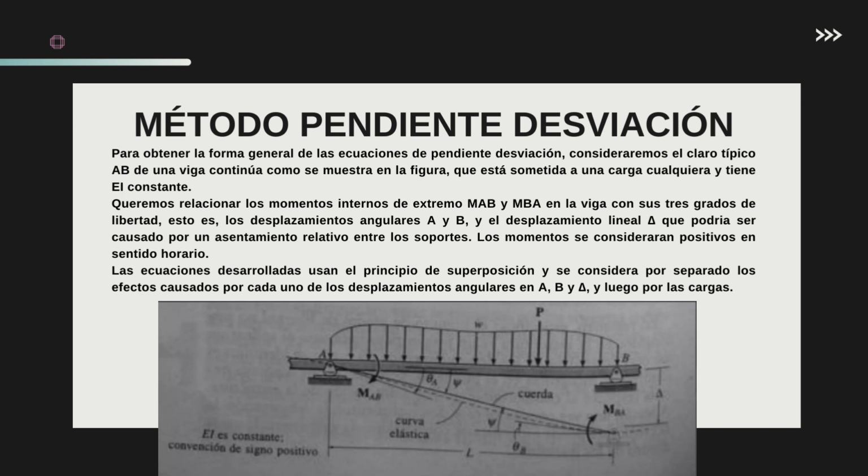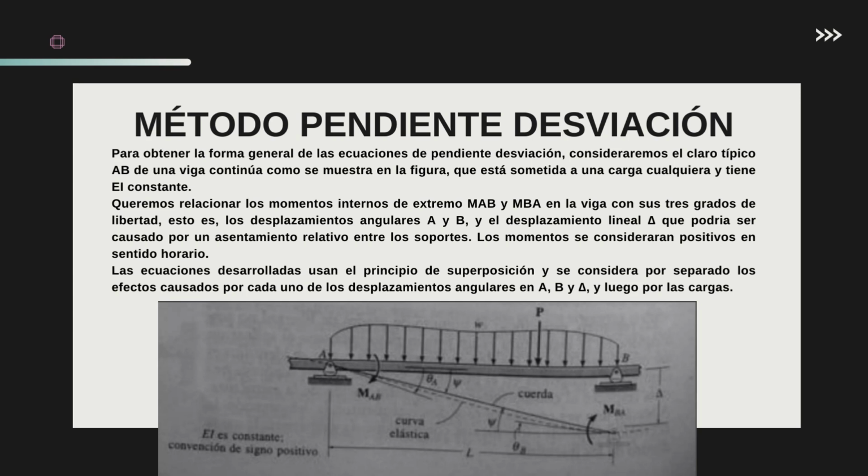Slope deflection method. To obtain the general form of the slope deflection equations, we will consider the typical span AB of a continuous beam as shown in the figure, which is subjected to any load and has constant EI. We want to relate the internal end moments MAB and MBA in the beam to its 3 degrees of freedom, that is, the angular displacements θA and θB, and the linear displacement increment Δ that could be caused by relative settlement between the supports. The moments will be considered positive in the clockwise direction.